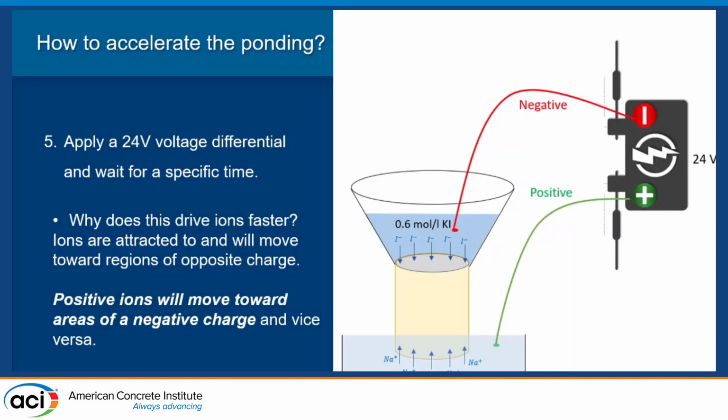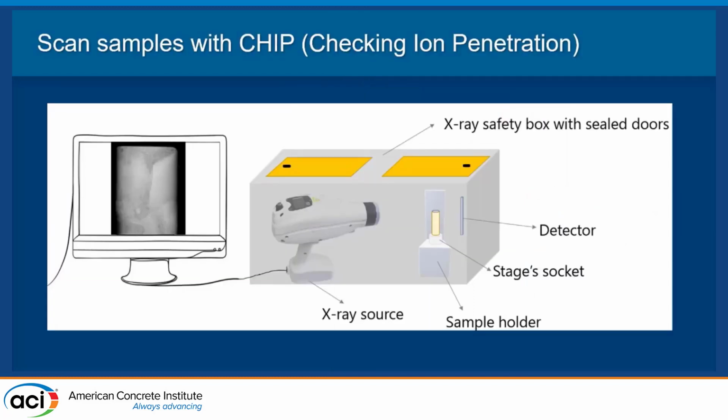As I mentioned before, we add a battery, we apply a voltage differential, and as you can see in this image, ions with opposite charges are going to move toward each other, for example, negative to positive, positive to negative, and accelerate the procedure. Then we scan samples with CHIP for checking ion penetration. This is a schematic view of this X-ray machine. So this is the sample holder, detector. You can see how that X-ray looks like.